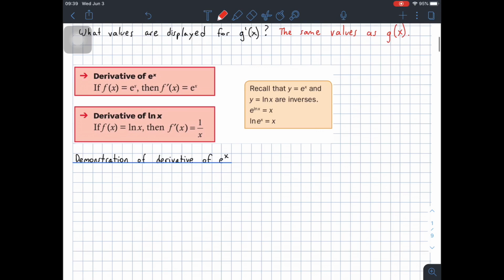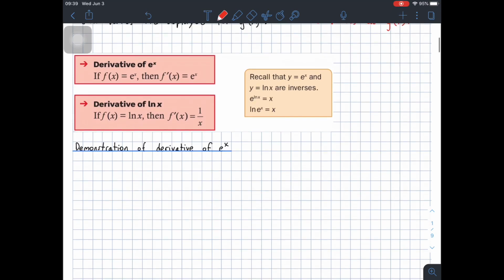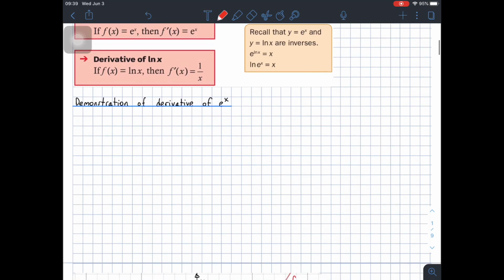Okay. And the derivative of natural logarithm of x is like this. If f of x equals natural logarithm of x, then its derivative is 1 over x. We're going to see where this comes from in just a second. Okay, so here it says, recall that y equals e to the power of x and y equals natural logarithm of x are inverses. They are inverse functions. Remember, the exponential function and logarithmic function are inverses of each other.